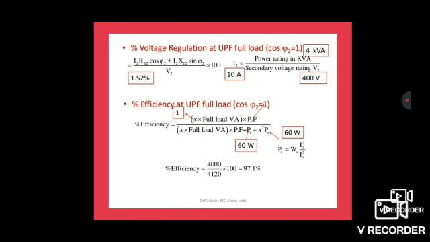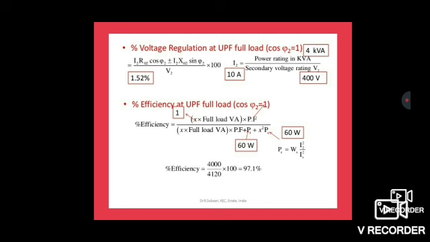So by applying the formula, percentage voltage regulation at UPF, that is cos phi 2 equal to 1. The input power is 4 kVA. Therefore, I2 R02 cos phi 2 plus or minus I2 X02 sin phi 2 divided by V2 gives the answer as 1.52%. It is the percentage voltage regulation. For that, we have to find out the value of I2. I2 is given by power rating in kVA divided by secondary voltage rating V2. Power rating is 4 kVA, secondary voltage rating is 400 volt. Therefore, I2 is 10 ampere.